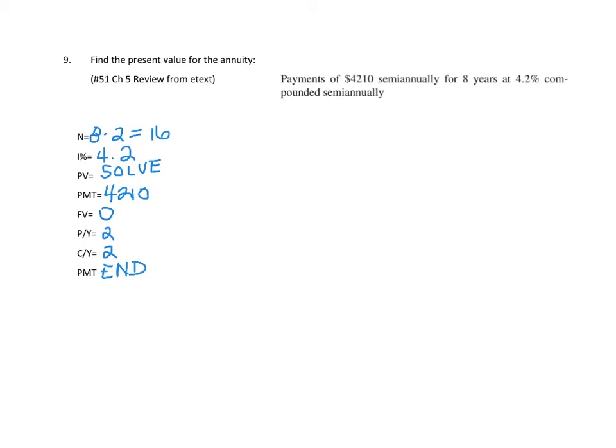Number 9 asks us to find the present value. If they've asked us to find the present value, then they have to either give us payments or the future value. They're going to give us payments of $4,210, compounded semi-annually, which means twice a year, for 8 years. So 8 times twice a year means there will be 16 payments at 4.2% compounded semi-annually.